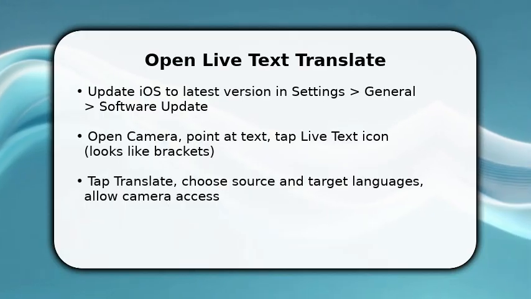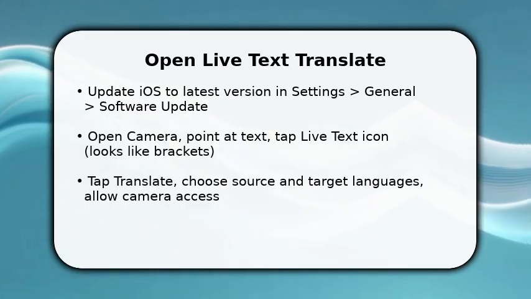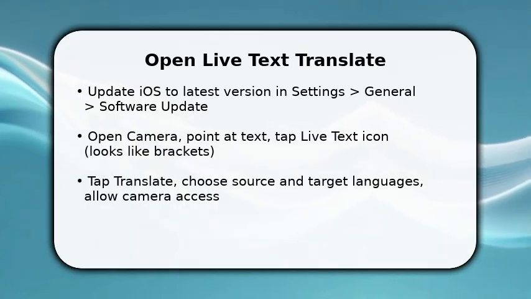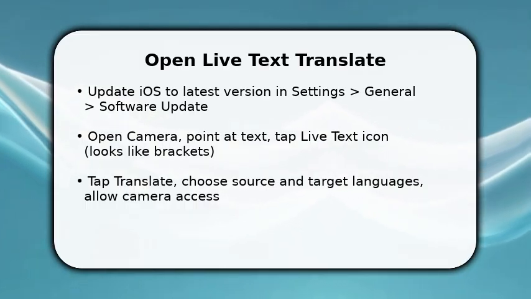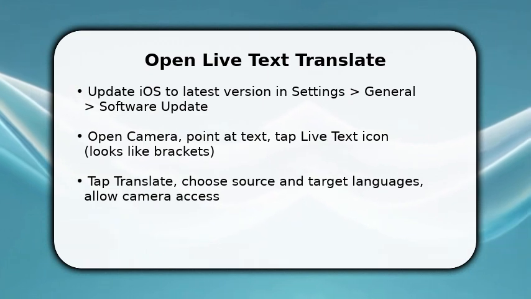Select the source and target languages. You can pick Auto Detect for the source. This begins the real-time translation pipeline, converting recognized characters into translated text. Keep a steady distance so the camera can focus and read clearly.